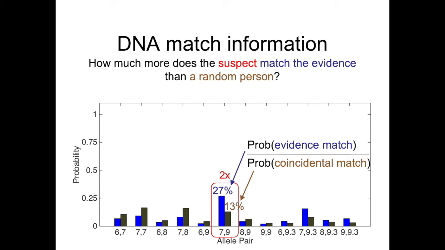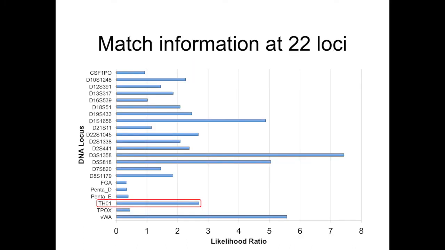Here, Mr. Washington's genotype was 7/9. And when we look at the ratio of the evidence genotype in blue to the coincidence in brown, 27% divided by 13% is around 2. The match statistic for that person, because he has that particular genotype, is 2. That's the first time we make a comparison. So here you have 22 loci. They're listed. The one we just looked at is circled in red. That's the number around 2.